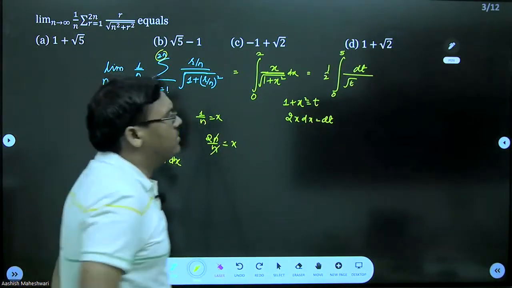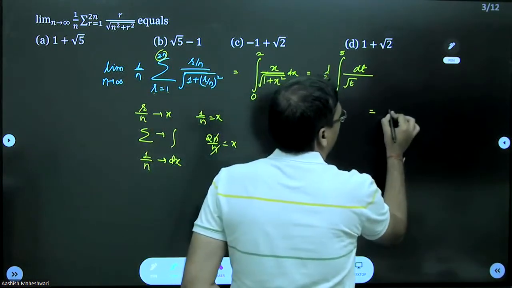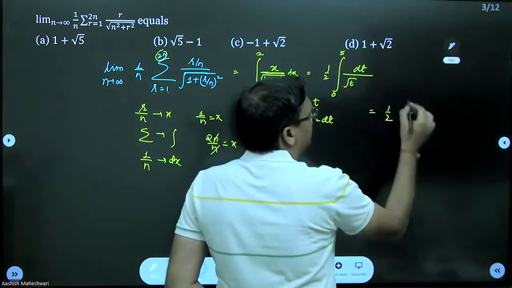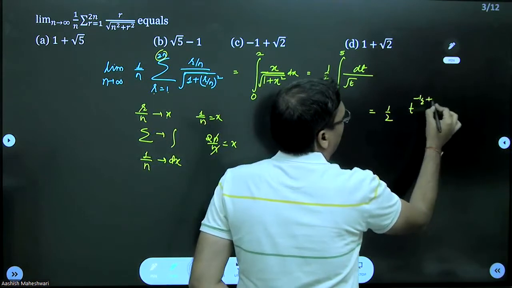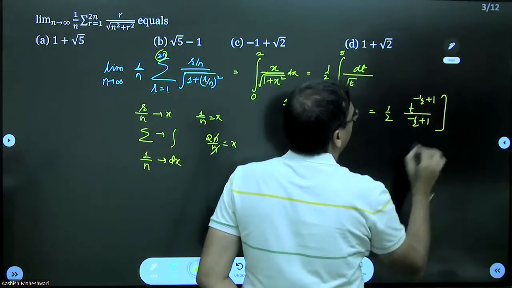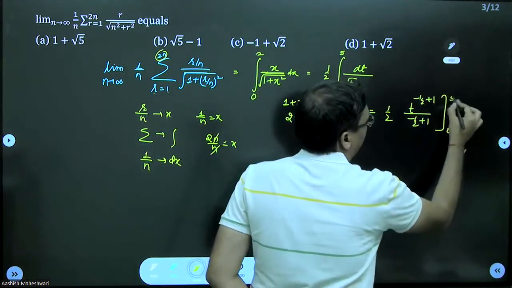Correct? Change the limit. Now this is 1 by 2. We know the integration of 1 by root t. This is t raised to minus 1 by 2 plus 1 upon minus 1 by 2 plus 1. And the limits are 0 to 5.